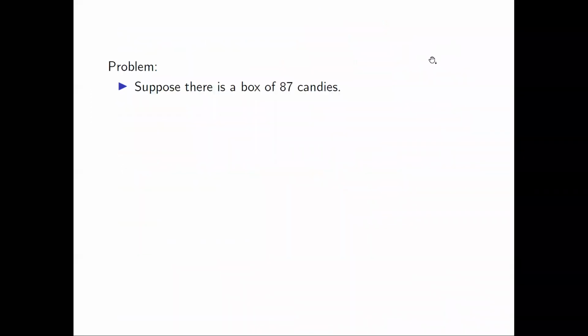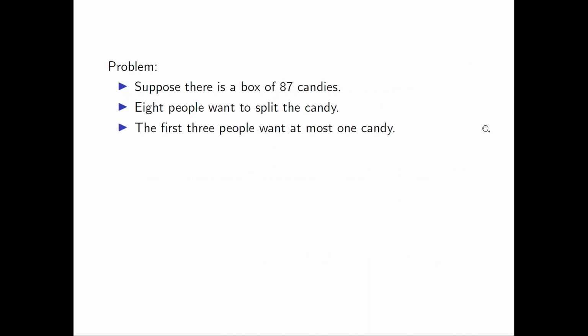So here's a problem for you to think about where you can use generating functions. And it's another problem about candies. This time, let's suppose you have a box of 87 candies. And you have 8 people who want to split up the candy. The first 3 people want at most 1 candy. So I just want to emphasize, all 3 of these people want 0 candies or 1 candy. Either of those is fine, but nothing else.